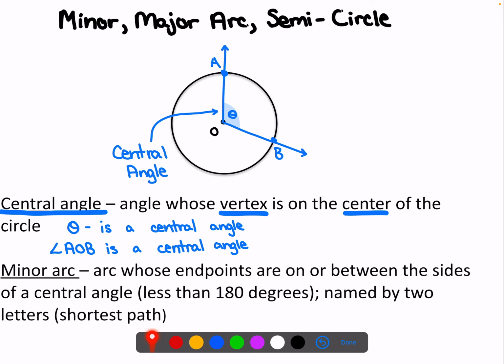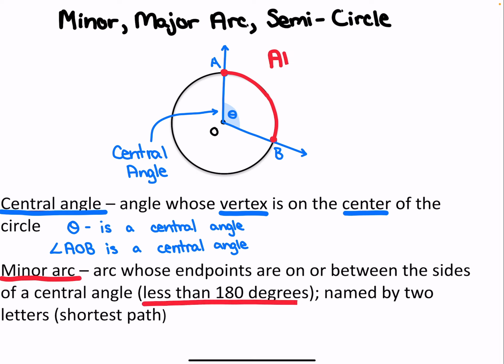The other definition that we have here is a minor arc. A minor arc is an arc whose endpoints are on or between the sides of a central angle. It is less than 180 degrees, so that's very important for us. It needs to be smaller than 180 degrees, or smaller than half the circle. So a full circle is 360 degrees. Half a circle is 180 degrees. So it needs to be less than 180 degrees, and it's named by 2 letters, making it a short path. So in this case, if I have points A and B that are on my circle, I would have minor arc AB.